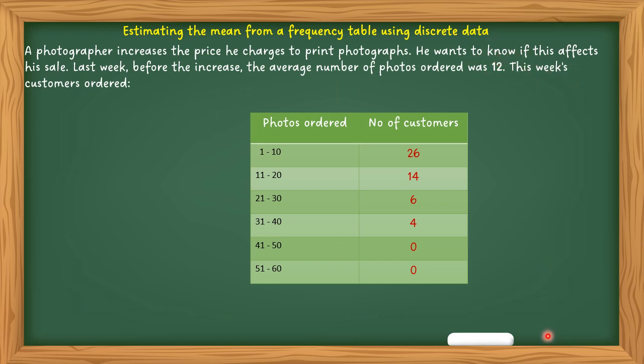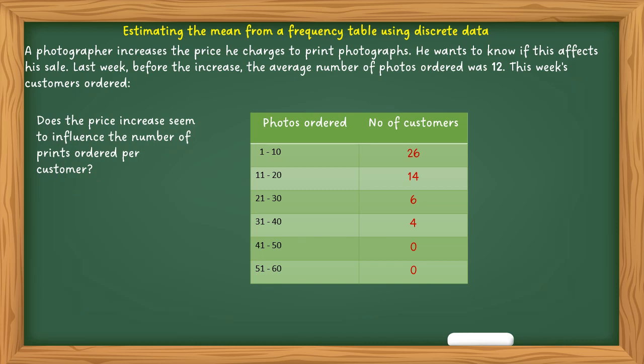And so you have to calculate the mean from this. So how do we do that? Right, let's continue with the question. You'll see how it develops. Now it says here, does the price increase seem to influence the number of prints ordered per customer? You would think if they put the prices up, the sales would drop, but let's see. And it says explain your answer, okay?